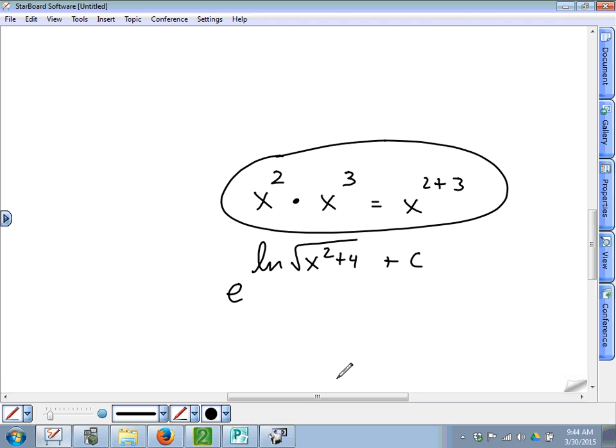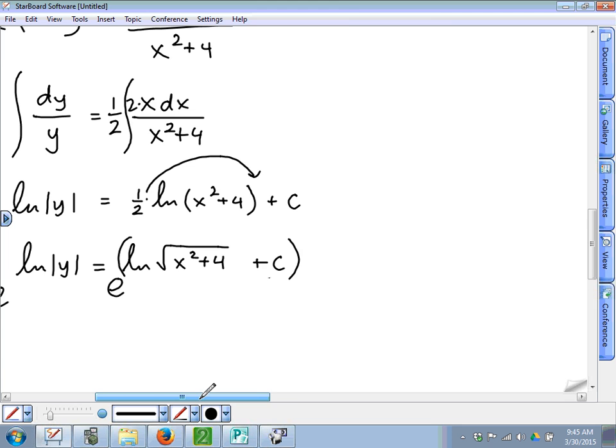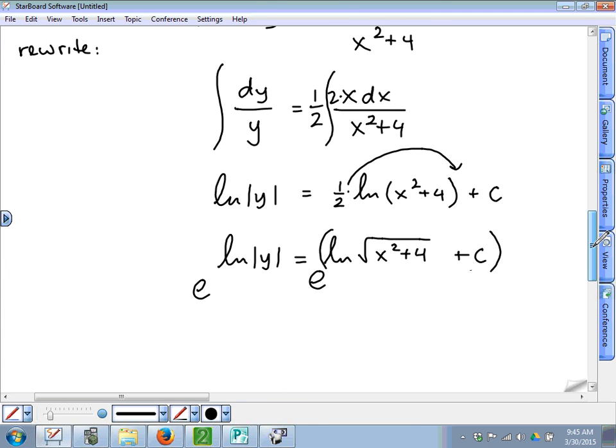We could separate it out so it's e to the ln of x squared plus 4 times e to the c. There you go. You guys following? If they have the same base and you're multiplying, wouldn't you add the exponents? Nice. And that's what we're doing here, adding the exponents.